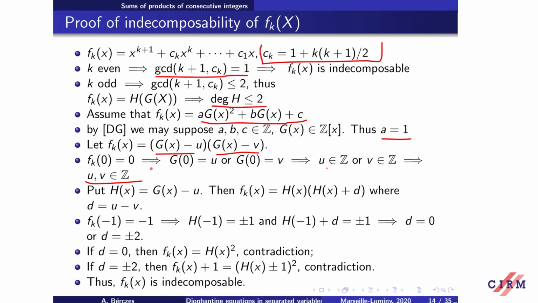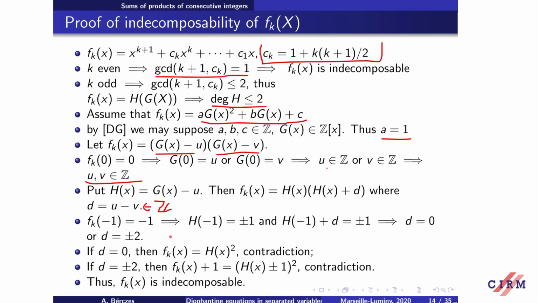So we may just denote Gx minus U by H. And then we know that Gx minus V will be H of x plus D, where D is U minus V. But what is important, that this D is an integer. So now we have Fk of x equals H times H plus D.